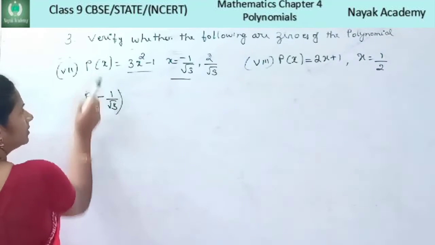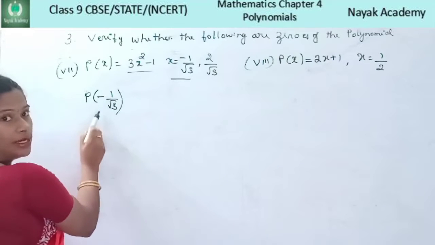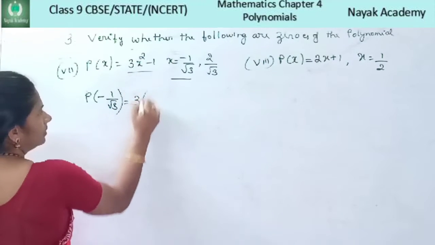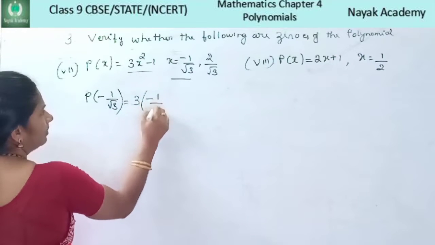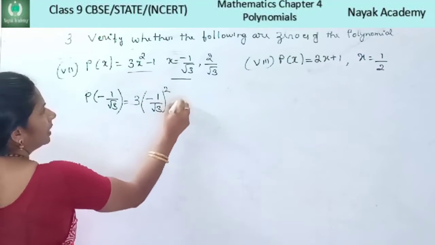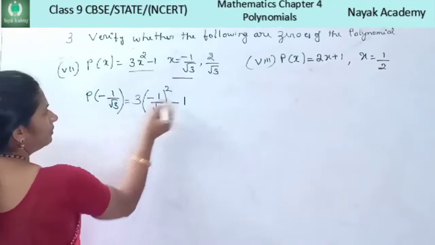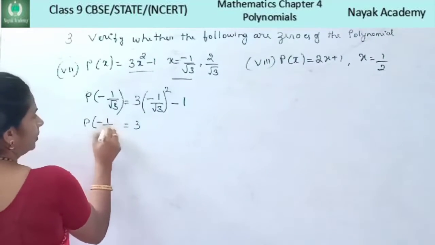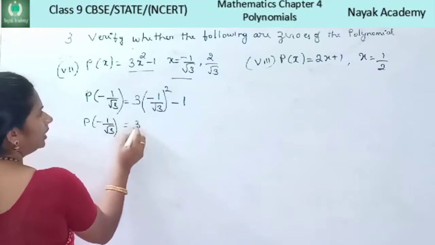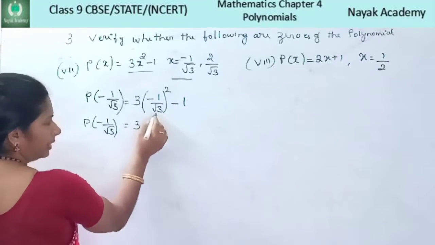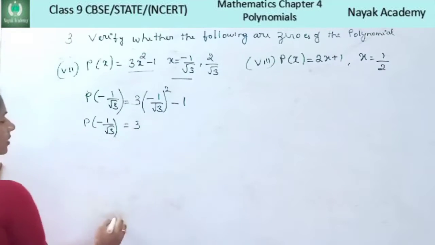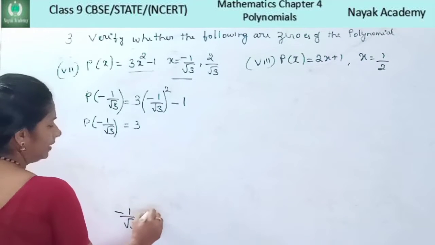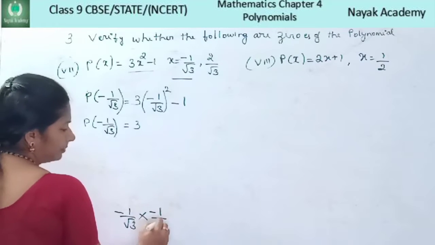In place of x, you substitute the value as minus 1 by root 3. So P of minus 1 by root 3 equal to 3, write as it is. Substitute the value as minus 1 by root 3 whole square minus 1. Let us simplify, children. 3 into minus 1 by root 3 whole square. So let me write here, children, minus 1 by root 3 you have to multiply 2 times, minus 1 by root 3.